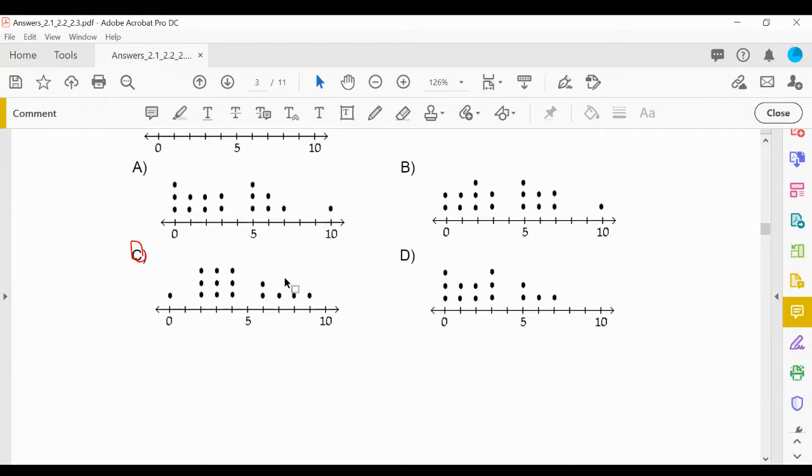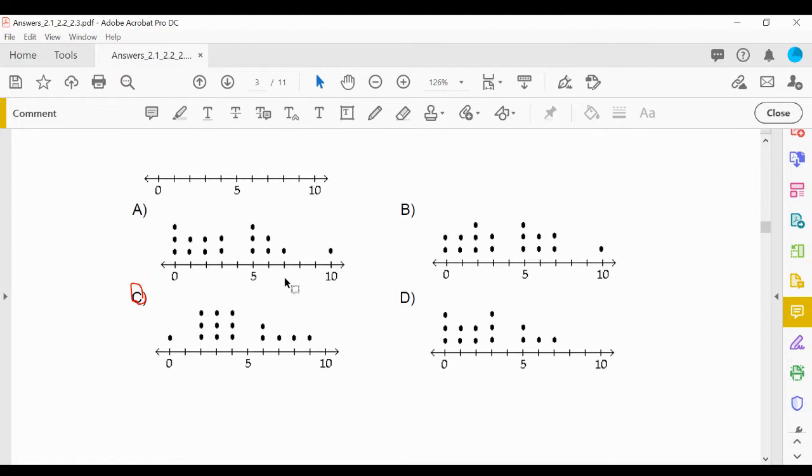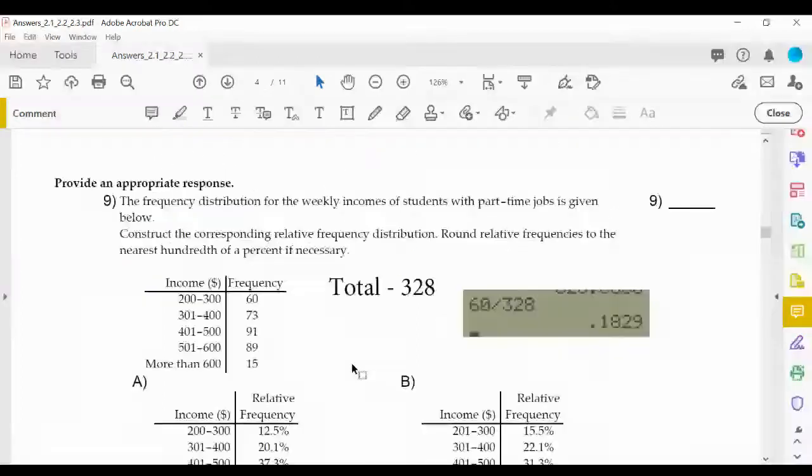And once you find the one that's correct, stop. You're done. There's only one value of 0 here. And letter C is the only one that had 1 dot above 0. Dot plot.